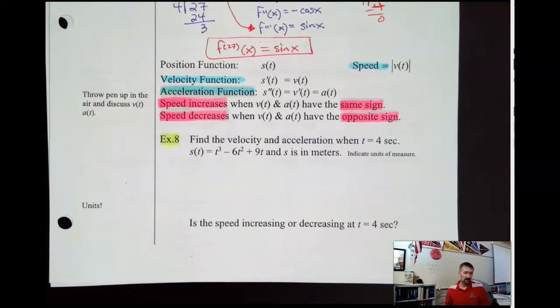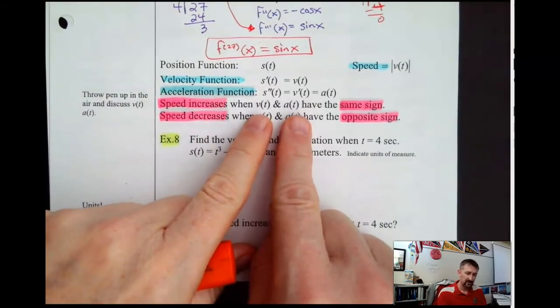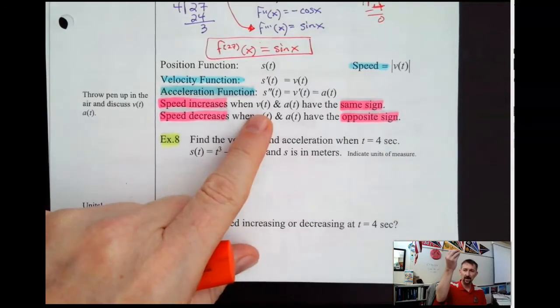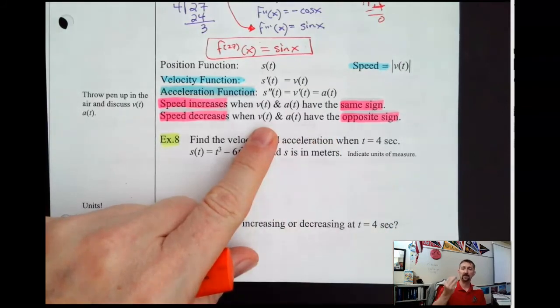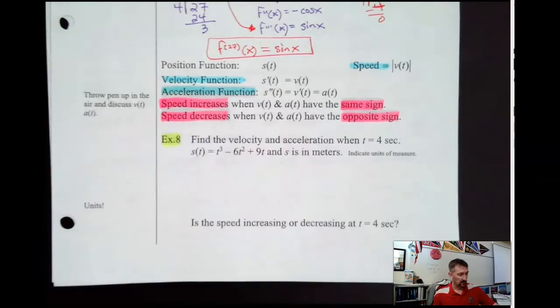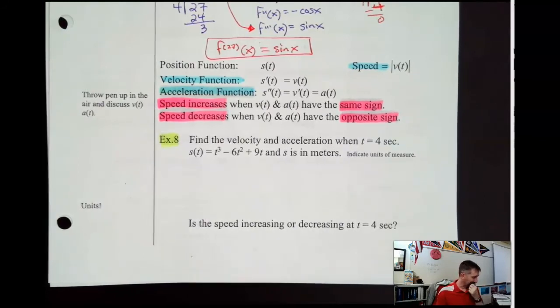Okay? So when the velocity and acceleration have the same sign, in the case of the pen, both negative, the object speeds up. When they have opposite signs, like when I throw an object up in the air, it has a positive velocity but a negative acceleration, it slows down. So that's really important.